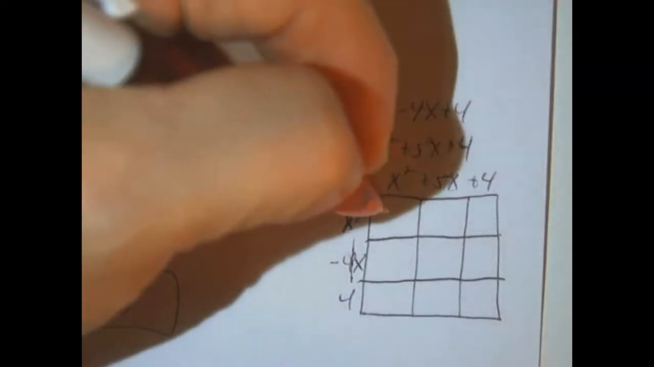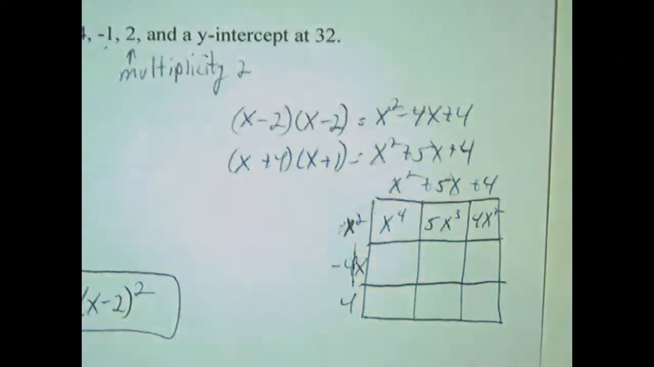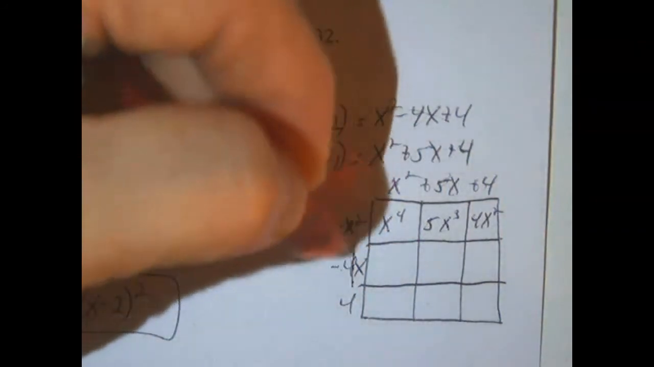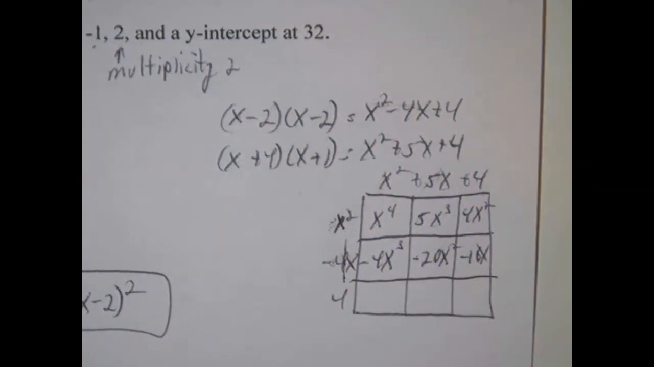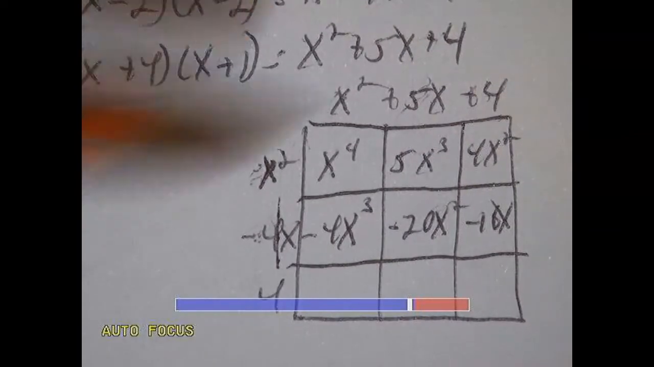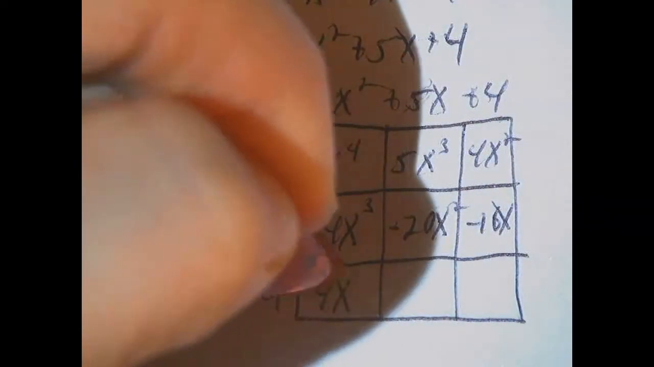And now I just multiply like I make a multiplication table. So here and here, that gives me x to the 4th. Here and here, that's 5x to the 3rd. Here and here, that's 4x squared. Here and here, that's negative 4x to the 3rd. Here and here, negative 20x squared. Here and here, this box would be minus 16x. Here and here would be plus 4x squared. Here and here would be plus 20x. And then the last one would be just a 16.